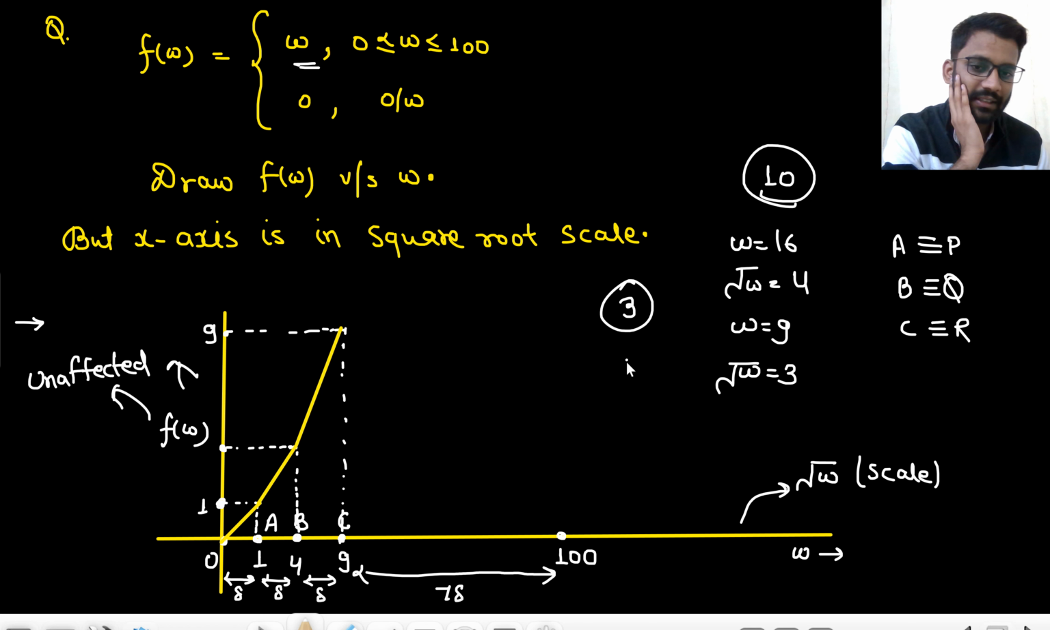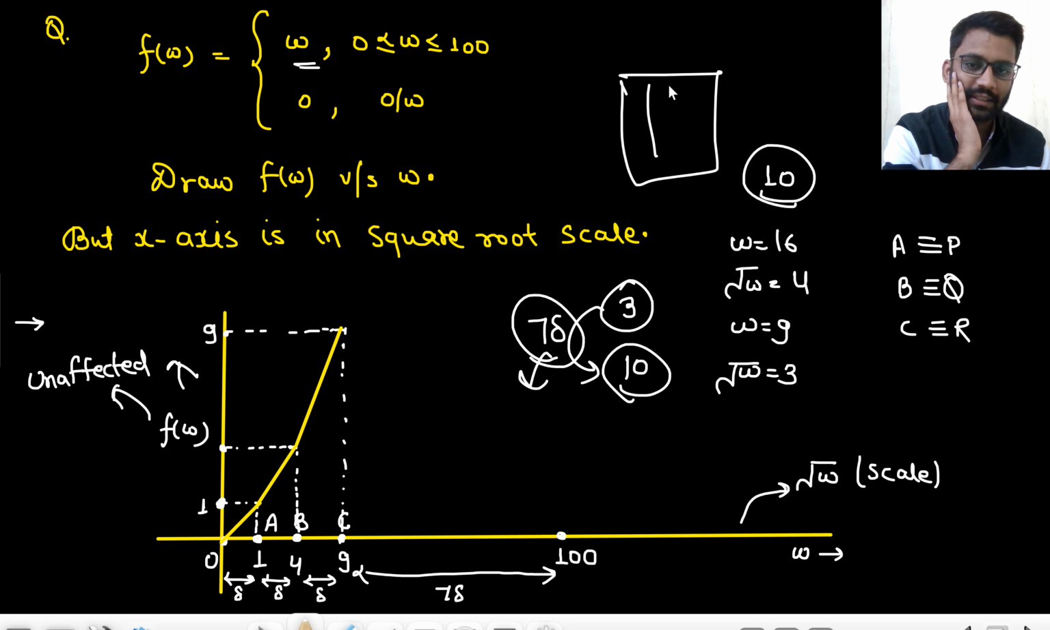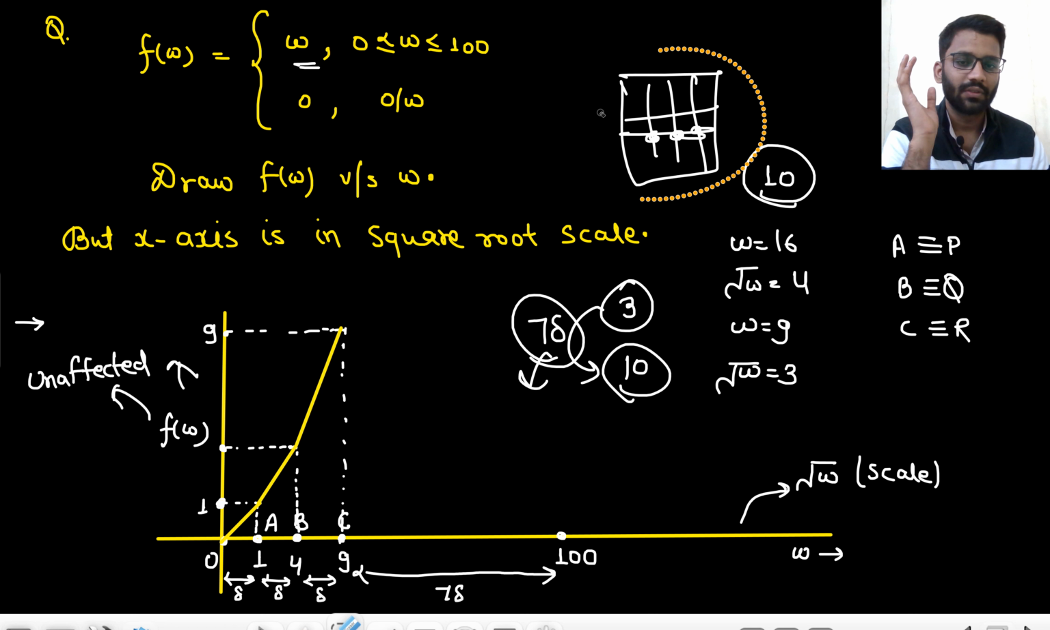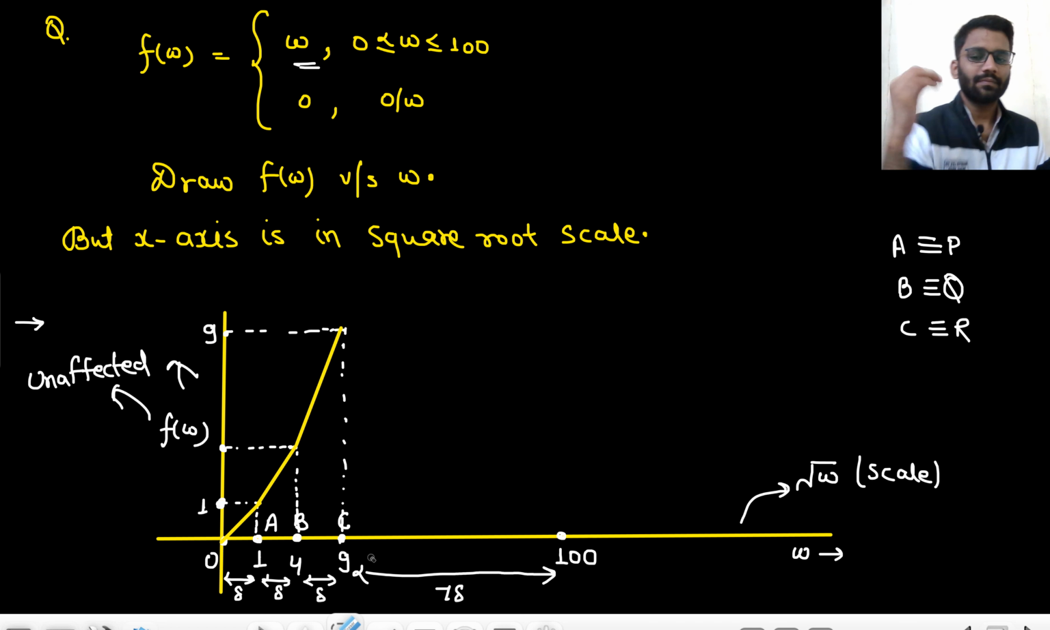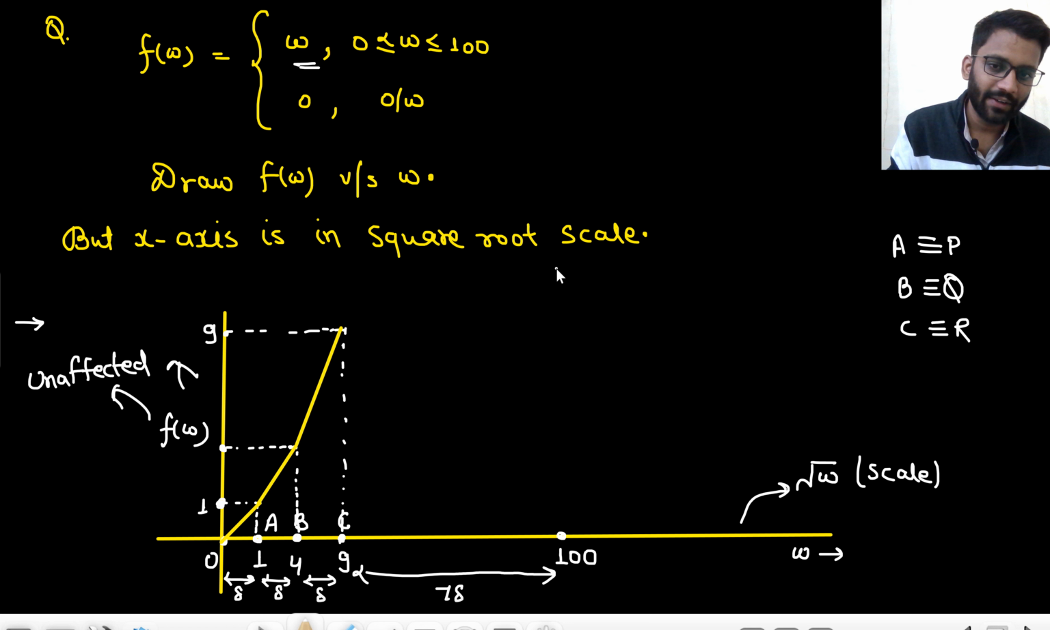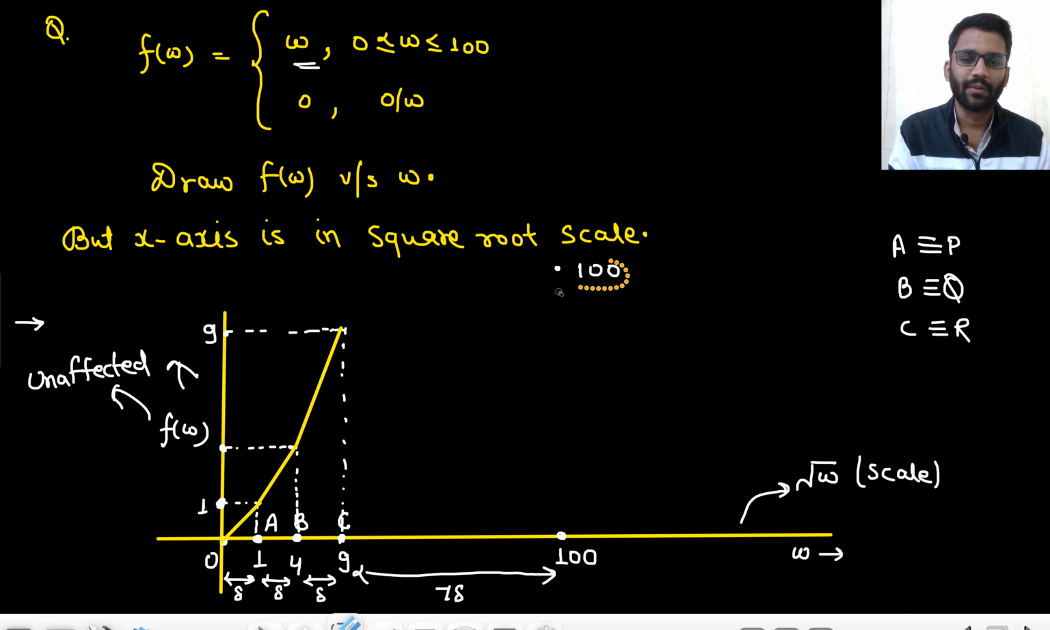At 100, this axis is thinking 10 is applied. From 3 to 10, you are going. In only 7 gaps, you can go. In these 7 gaps. This is 1 gap. This is 2 gap. So in these 7 gaps, you can go there. This is 7 delta. Got my point? Okay. And at 100, you will have the value 100 only. Okay. F of omega will be equals to 100 only.